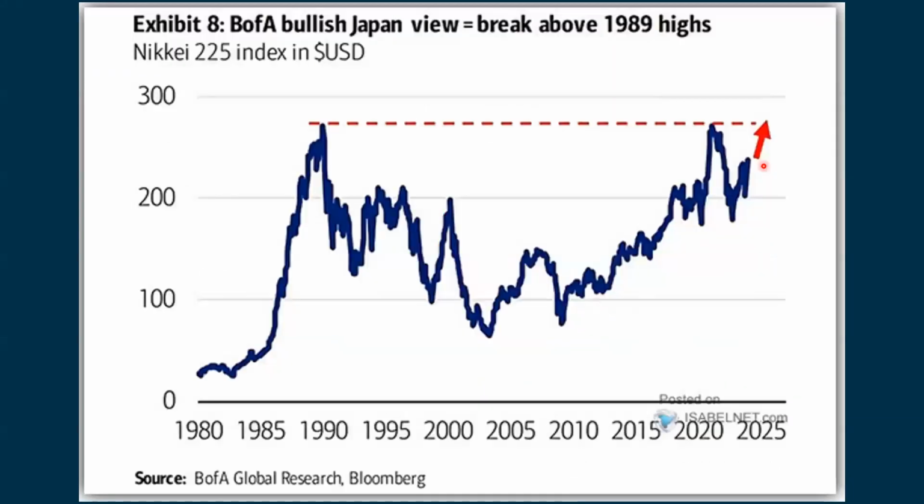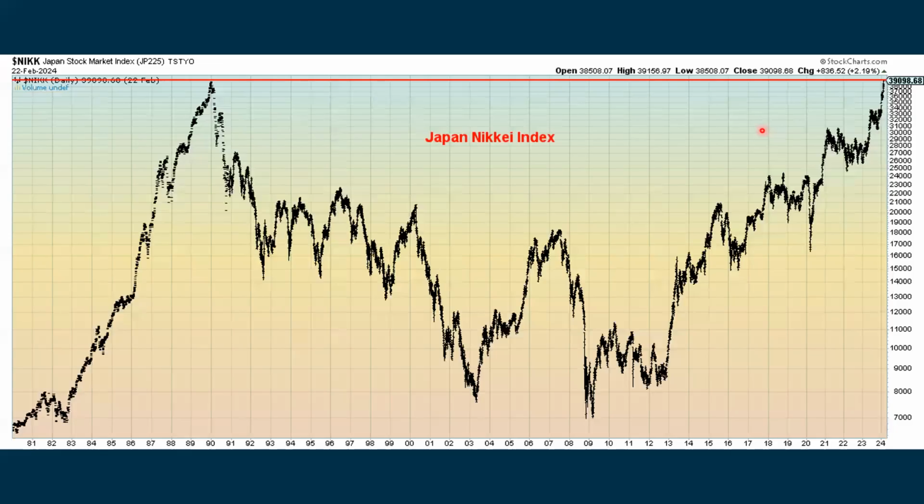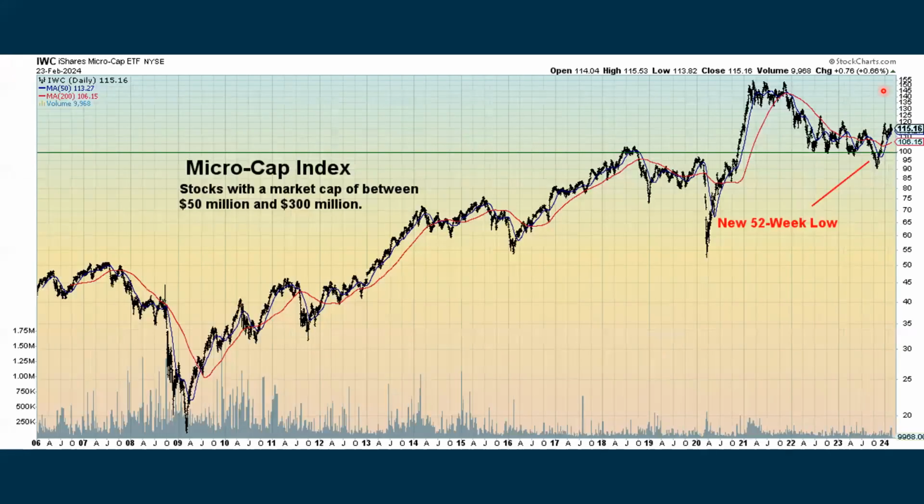Then we're looking at the Bank of America. They're the ones coming out saying, we think Japanese stocks are finally going to surpass the high set back in 1989. Well, you know what? They did. Not by very much, but just this past week, we've now seen a new all-time high with the Japanese Nikkei index. And looking at the microcaps, these are smaller companies. They continue to be in an uptrend.